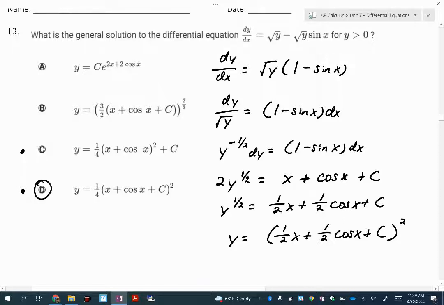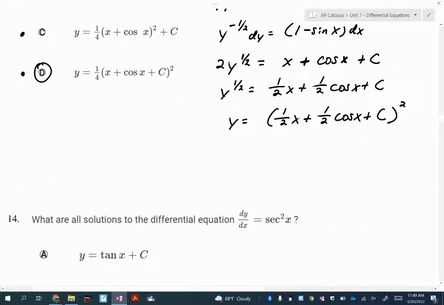So just kind of keep that in mind, right? That the C needs to be, the constant is inside the parentheses there. So 13 is D. Just a few more.